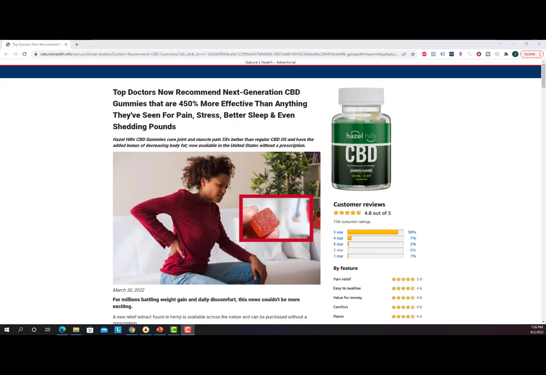"And have the added bonus of decreasing body fat, now available in the United States without prescription." Okay, again, nothing too crazy here. I'm not a big fan of the copy, but from a compliance perspective, it's fine. I mean, "cure better," that's tough from a compliance perspective, but still, it does the trick, I guess. I also don't like the fact that they have the product featured right at the top. Usually, you don't want to give any indication that there's a product being offered until the end of the advertorial. But in this case, because they are leading with the product review, it's probably okay.